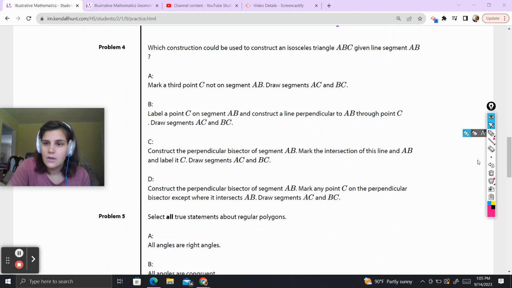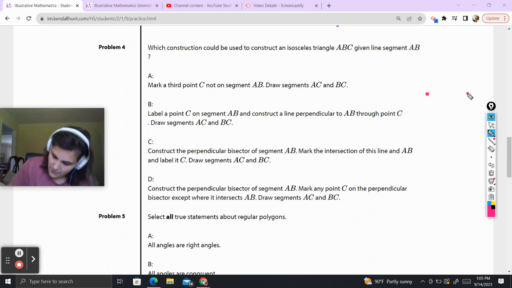4. Which construction could be used to construct an isosceles triangle ABC given line segment AB? So we have AB. And let's just quickly do each of these constructions to figure out which one's the right answer. Mark a third point C, not on segment AB. So we have segment AB. We mark a third point C, draw AC and BC. There's no way that this is definitely isosceles, so nope.